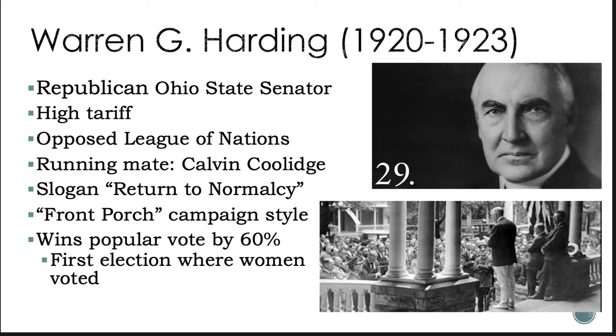He also is going to oppose the League of Nations, go back to that conservative policy, retreat, retreat, retreat. No more getting involved in the entangling alliances. His running mate, and this will be important because we're going to see this guy come back, is Calvin Coolidge. He runs against the Democrats James Cox and the famous Franklin Roosevelt.